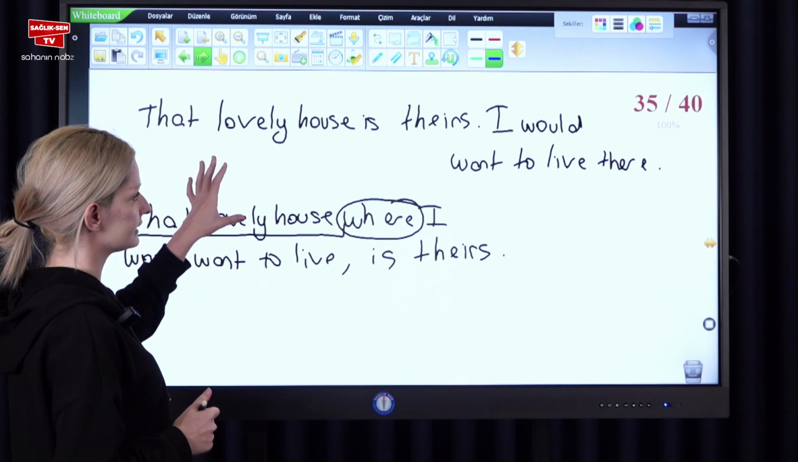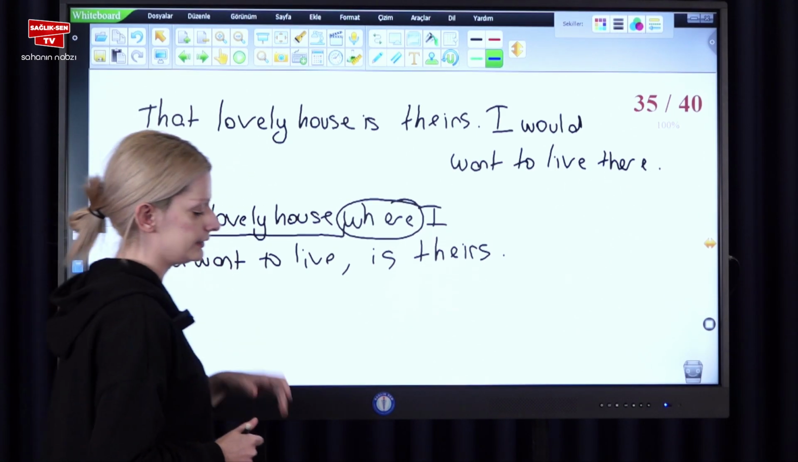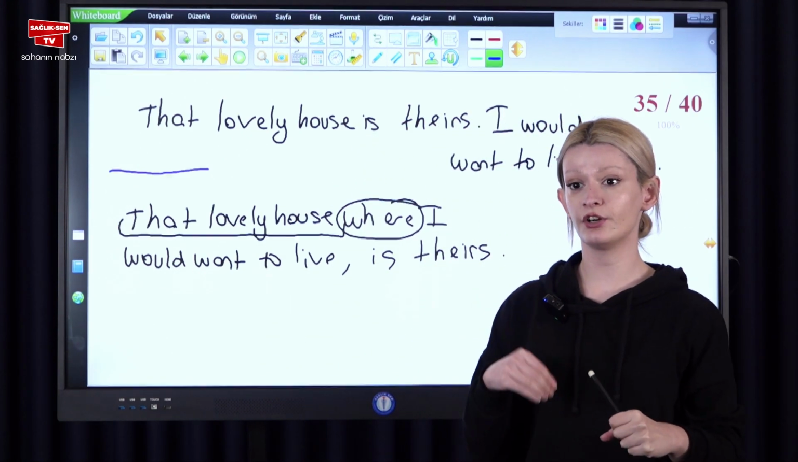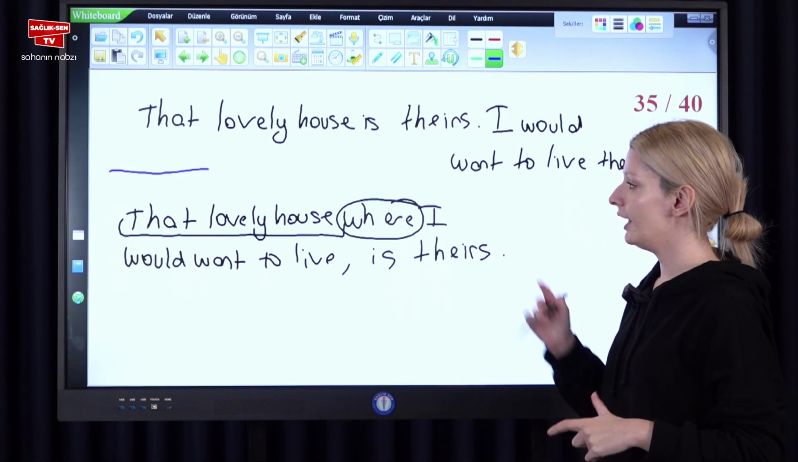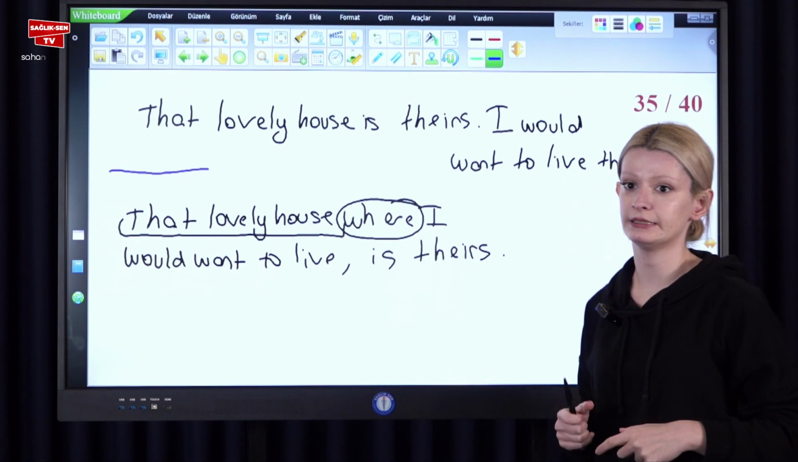That lovely house is theirs. I would want to live there. I connected the sentences using the correct relative pronoun, and that lovely house where I would want to live is theirs.